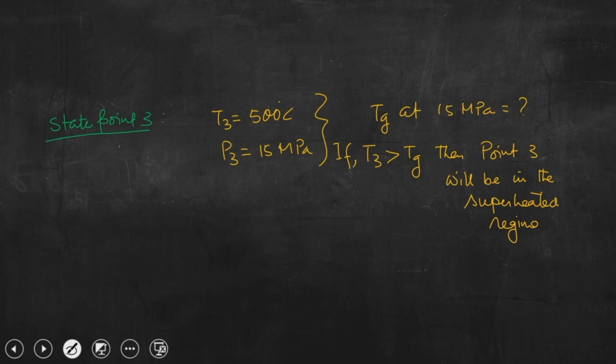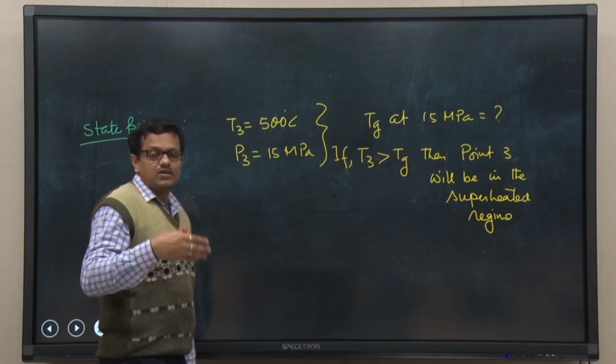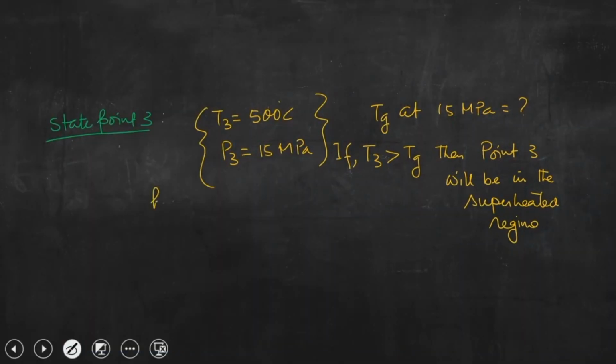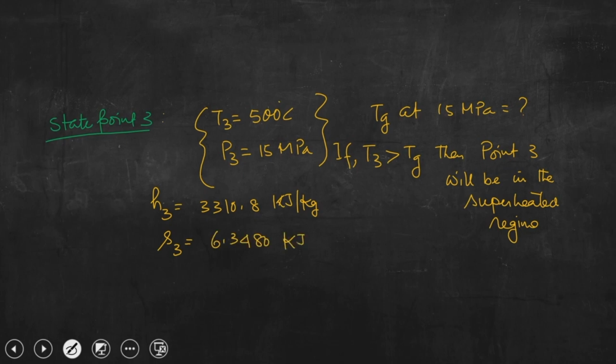Okay. Now, if it is in the superheated regime, why I am telling this is very intuitive, but I am telling because if we know that point 3 is in the superheated regime, by looking at the superheated steam table at that pressure we can calculate enthalpy, and that we will be getting 3310.8 kilojoule per kg. And also we have to calculate entropy, and that is 6.3480 kilojoule per kg Kelvin.